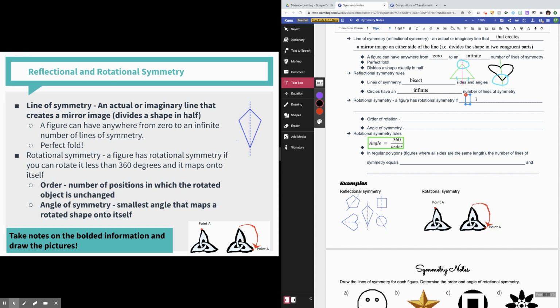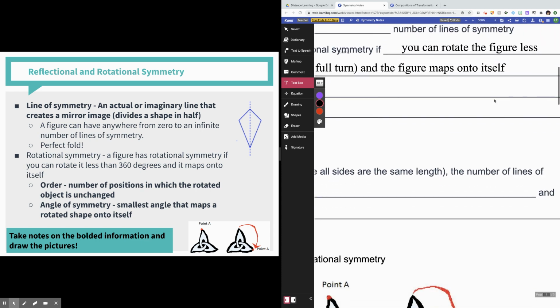Okay, so a figure has rotational symmetry if you can rotate the figure less than 360 degrees, i.e. less than one full turn, and the figure maps onto itself. Here is what I mean by that. I'm going to zoom in a little bit on this side so that I can draw something for you.